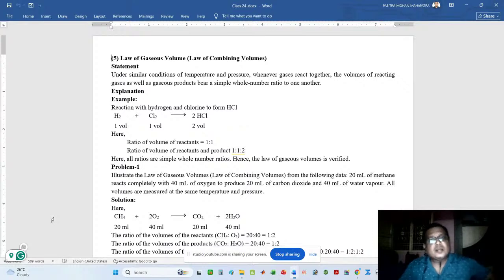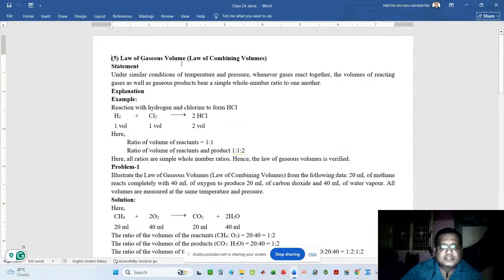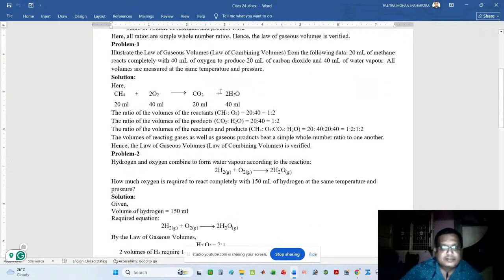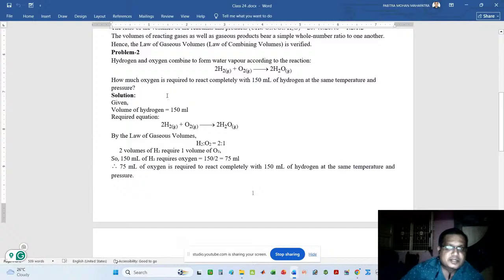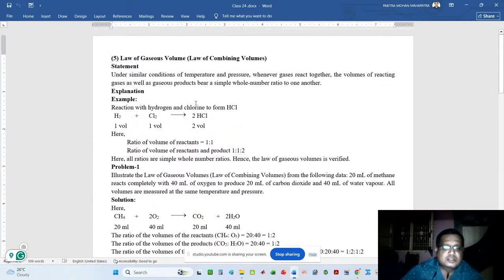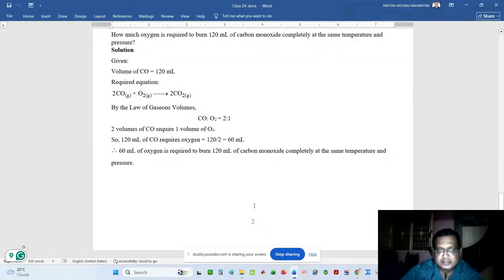Hello students. In the previous class, I discussed the different laws of chemical combination. I completed the law of gaseous volume, also called the law of combining volumes. I have also completed some problems related to this law. These are a few problems I have given. This was about that chapter.